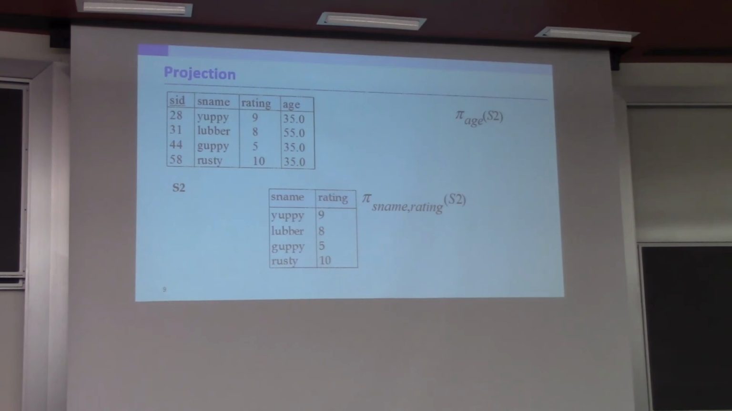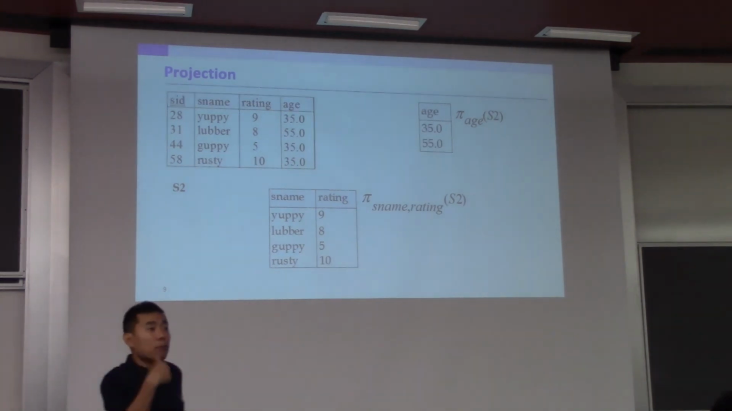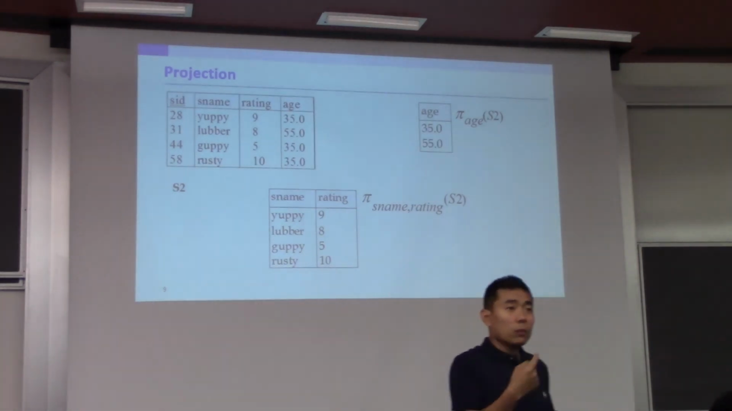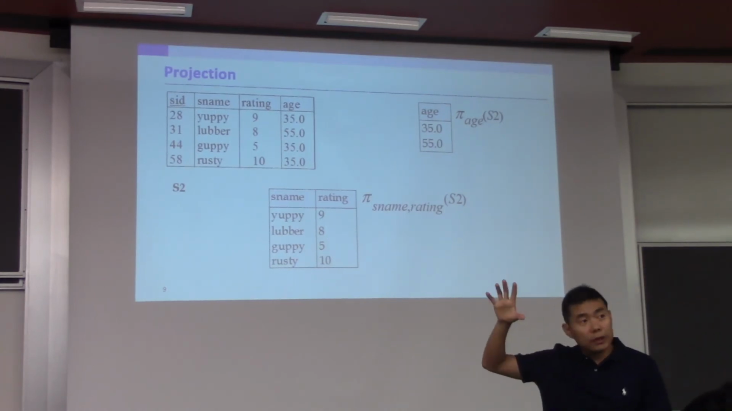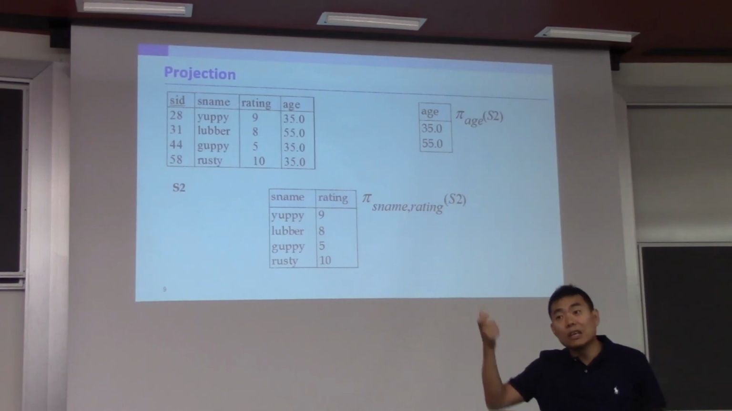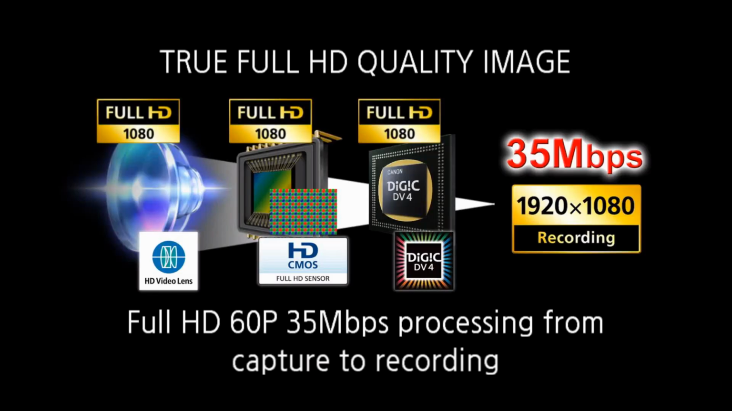Well, you may argue I should get 35, 55, 35, 35. Right? However, the result is actually 35 and 55. This goes back to what I said earlier. Remember, a relational operator produces a relational instance as its output. And what's the fundamental requirement for a relational instance? No duplicate.